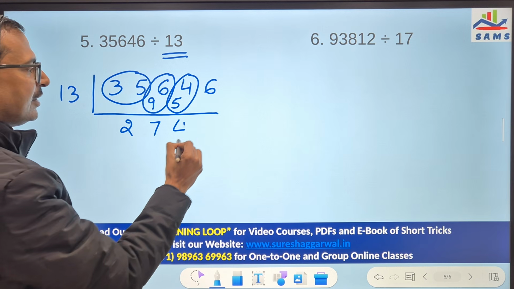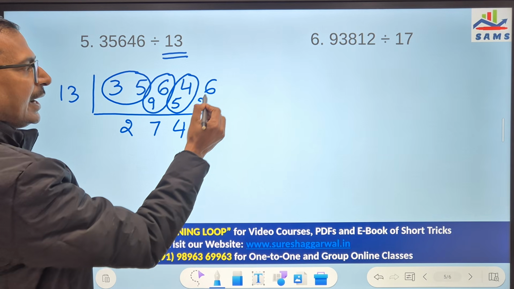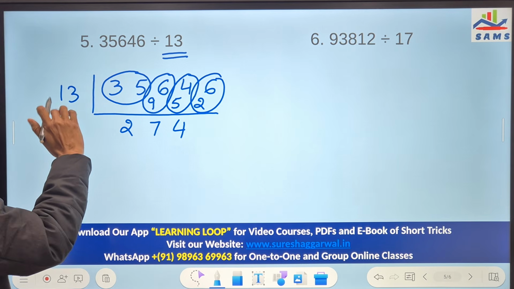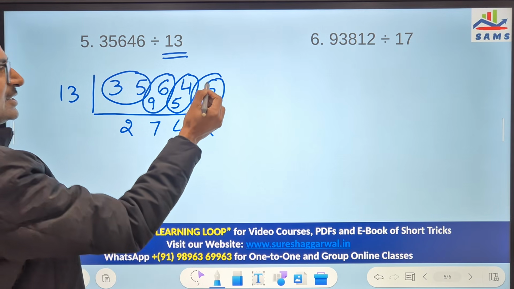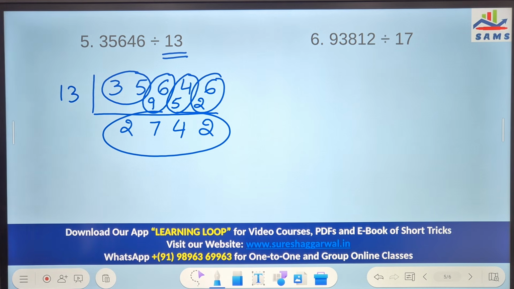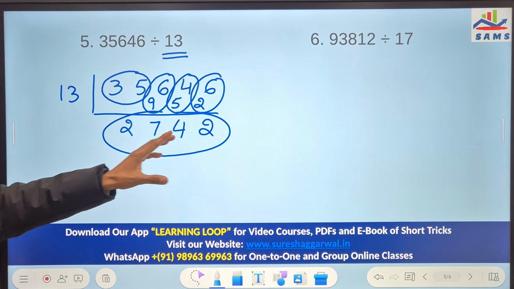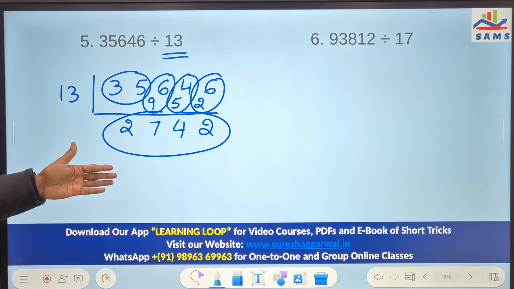13 4s are 52. 54 minus 52 is 2, and 26, that's pretty easy. 13 2 times is 26, and therefore the quotient when you divide 35646 by 13 is 2742 with a remainder of 0.